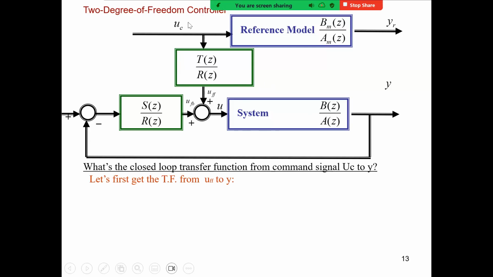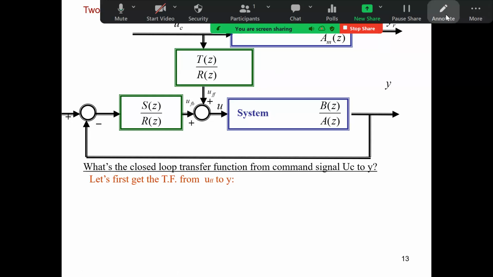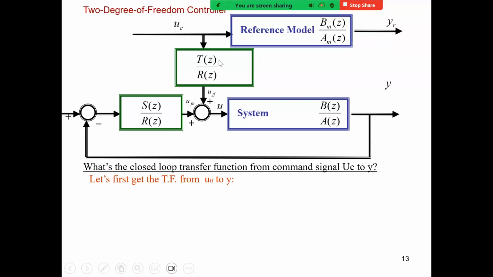Of course, overall, we want to get the transfer function from the command signal to the y output, but let's do it step by step. Let's try to figure out the transfer function from the feed forward control signal to the output. Because from the command signal to the feed forward, that is just a block. That one is easy. And also when we apply the basic formula for the feedback configuration, we don't have that block. So that's what we do separately.